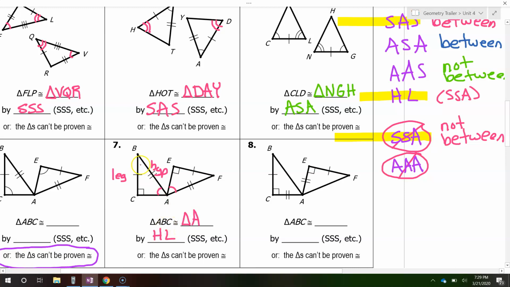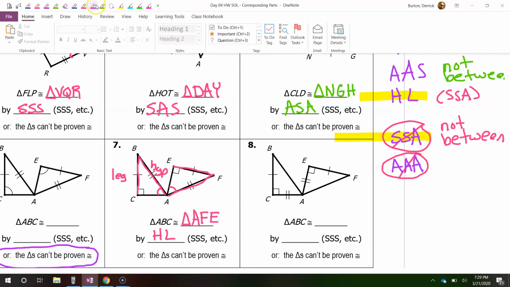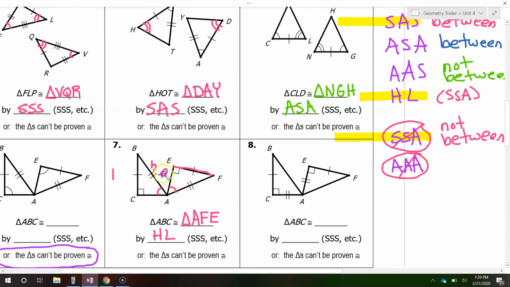Now angle B up here is between the single mark and the double mark. It's where the single mark and the double mark meet. Here's the single mark, here's the double mark. That's angle F. And that just leaves angle E. So that's it for number 7.